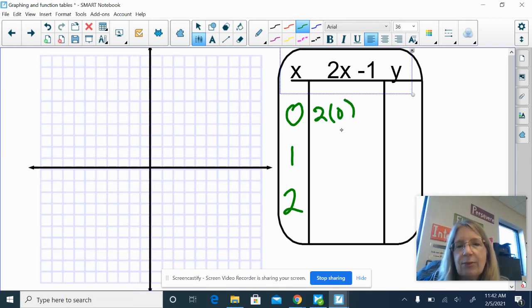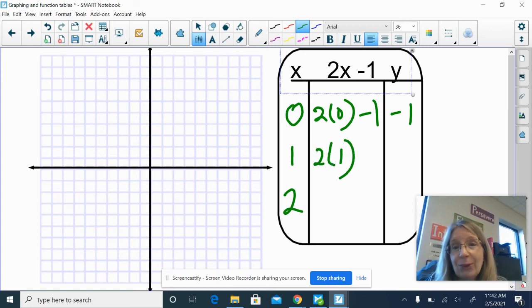2 times 0 is 0. Take away 1, 0. Oh, this is going to be a hard one. It's okay, guys. 0 take away 1 would be a negative 1. 2 times 1 is 2. Take away 1. 2 take away 1 is 1. And last one, put in the 2 up there. 2 times 2 is 4. 4 take away 1 is 3.